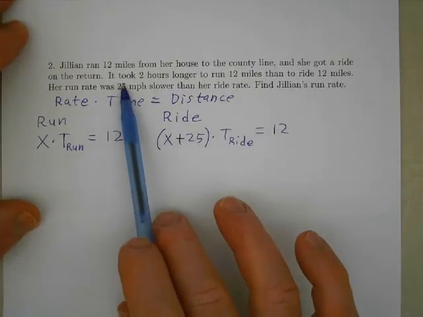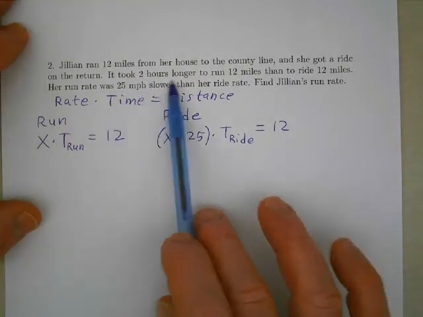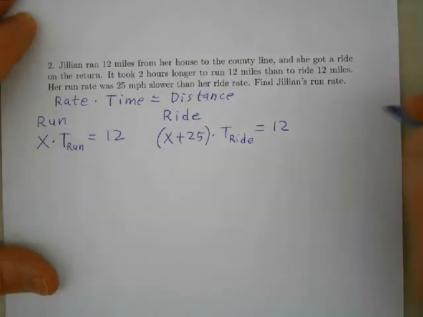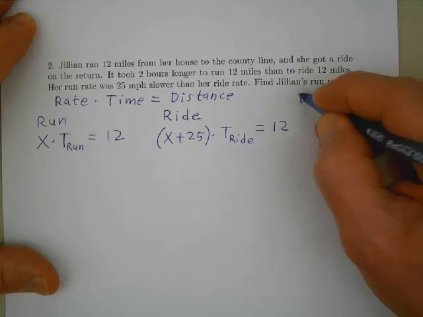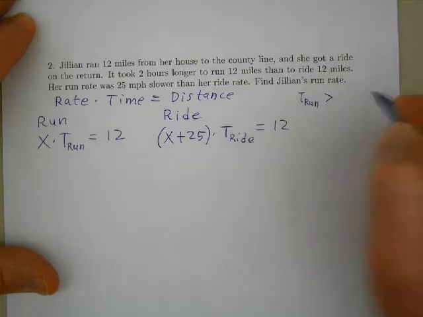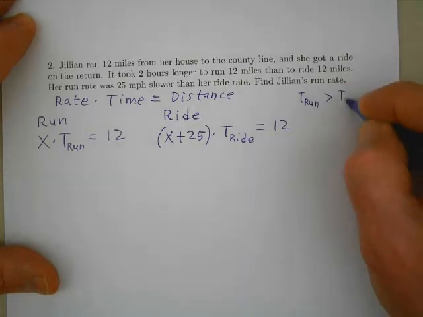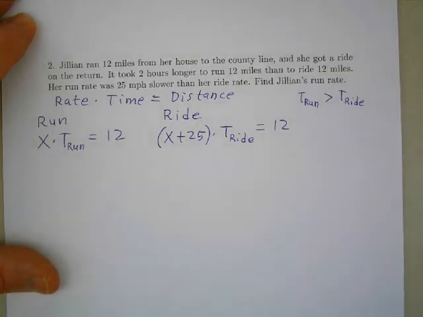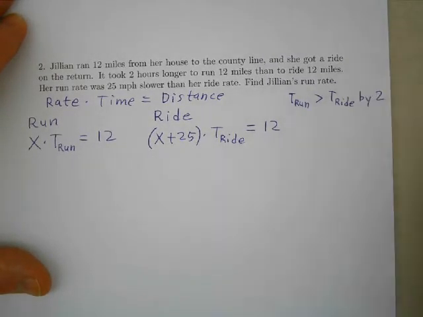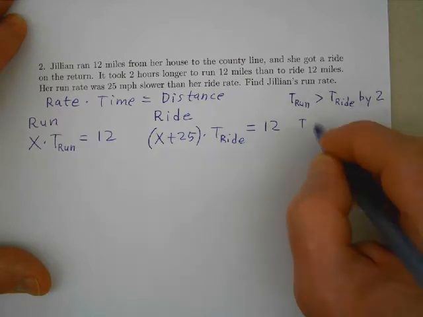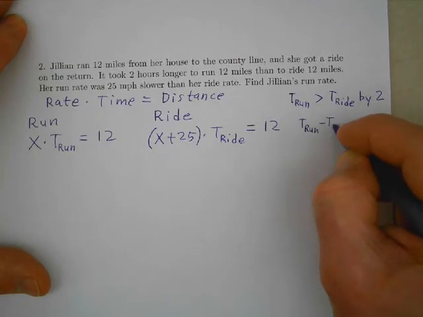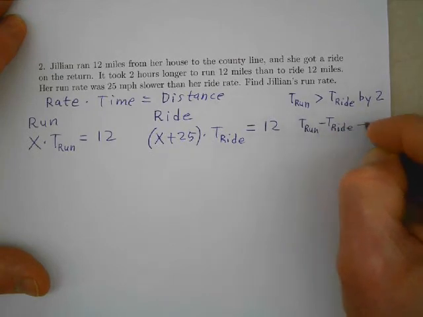In the second sentence, we're told that it took 2 hours longer to run 12 miles than to ride 12 miles. So we can note that T sub run, the amount of time it took her to run 12 miles, is greater than T sub ride, the amount of time it took her to ride 12 miles. That is greater by 2 hours. And so this can be converted into an equation. The larger number, T sub run, minus the smaller number, T sub ride, is equal to 2.